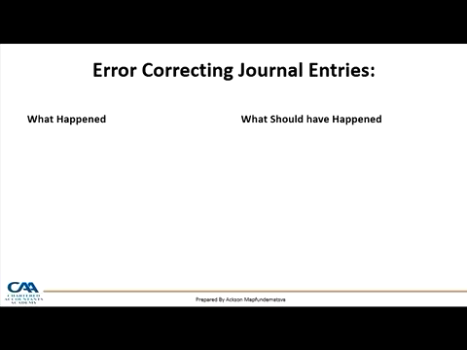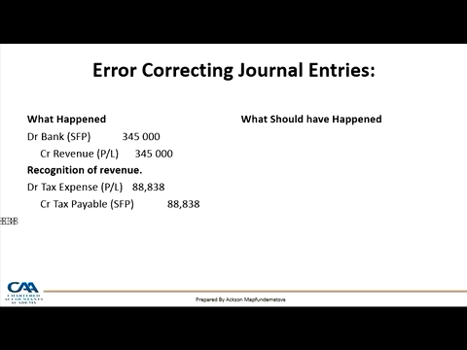So the first thing that you do when you're attempting a prior period error note question, you need to map out what actually happened. The accountant recognized the entire revenue of $345,000, including the VAT. So that's the first journal entry that you're going to enter under what happened. And there's the tax relating to that. Always remember, when there's a profit or loss entry in your journals, there always has to be a tax expense or deferred tax journal entry following it.